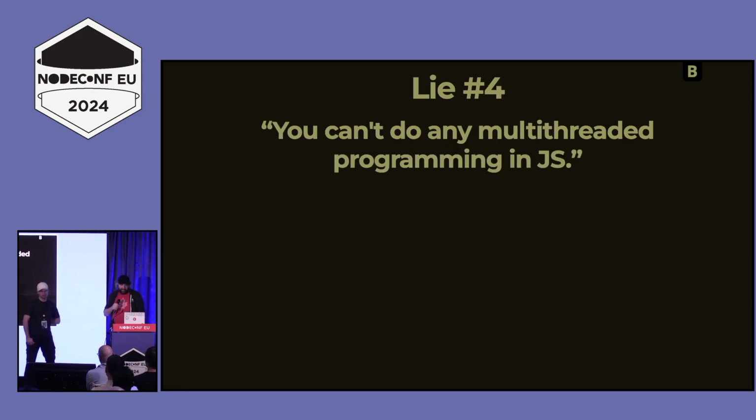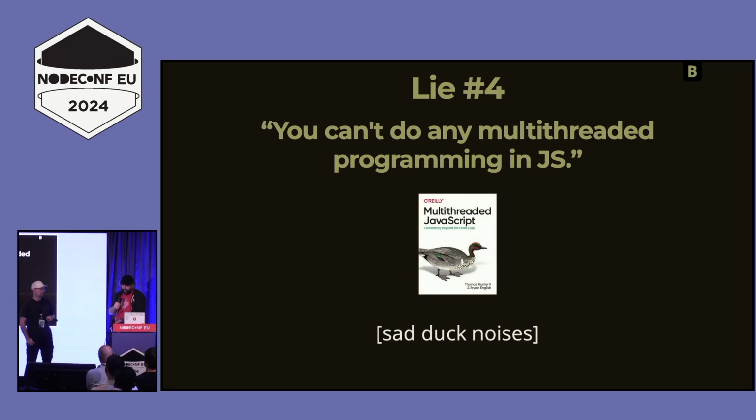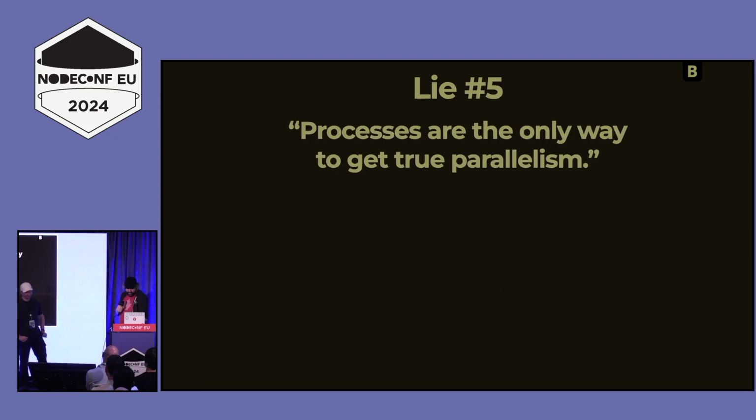All right, line number 4, you can't do any multi-threaded programming in JavaScript. This one is really huge on Twitter. And again, we're here, like, what are we doing, right? And the 5th lie, processes are the only way to get true parallelism in Node. Yeah, that may have been the case many years ago, but we've had threads for a while. We have threads in the browser now. We can use true parallelism today.